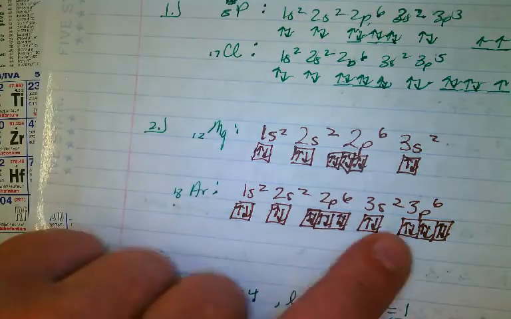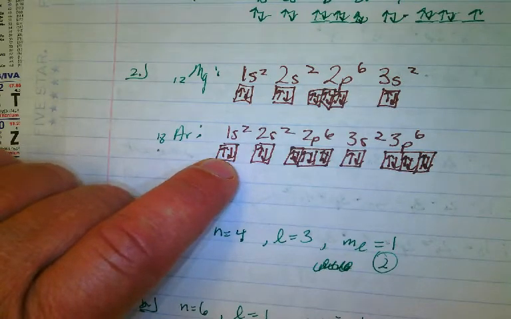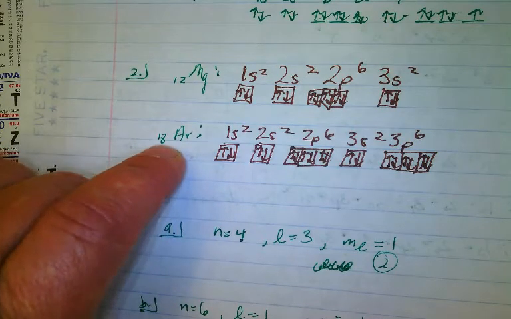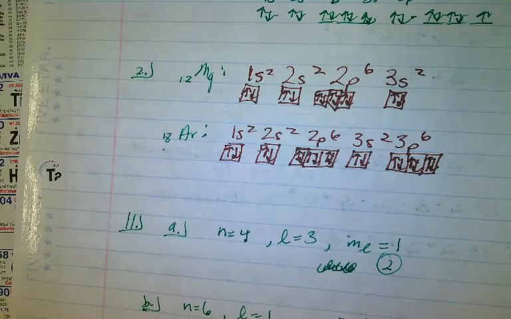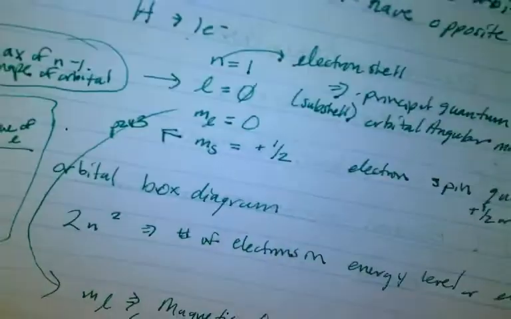Okay? And each one of these, if you wanted to be sassy, you could do your ML. What would your ML for 18 be? So you take L equals 2? Well, how do we get L? L is going to be 2 because we're in the third energy level, and 3 minus 1 is 2. So then ML is going to be -2, -1, 0, 1, 2.